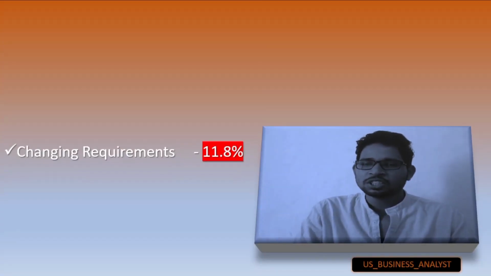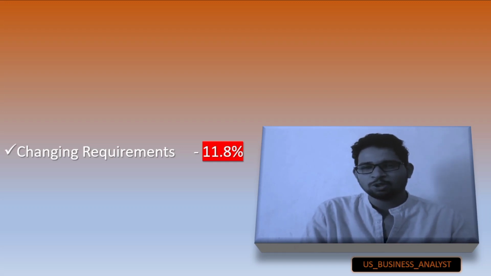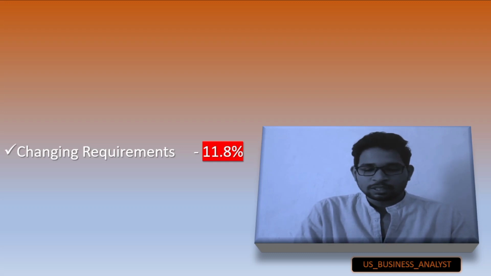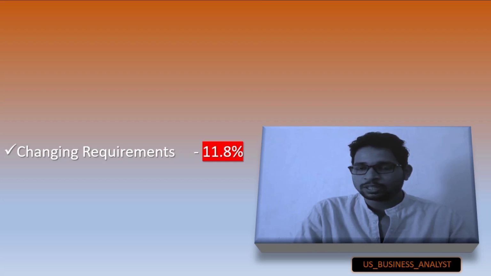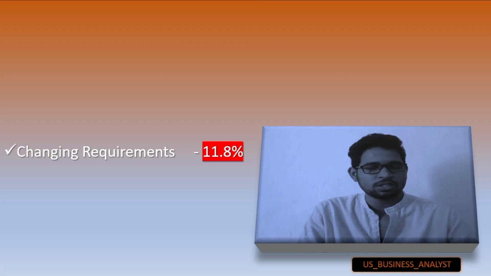And the final thing is changing requirements. As a business analyst, we have seen many times that changing requirements is a very usual thing. But does the stakeholder have a clear idea about the project or not? Do they know what they are going to achieve by the end of the project? Do the end users really know what they want from the software, the features, or the system? By understanding clear-cut project objectives and requirements, we can easily tackle this 11.8 percent of changing requirements.